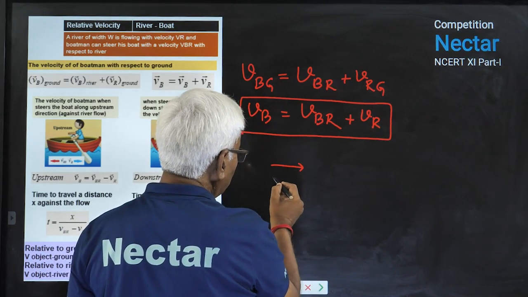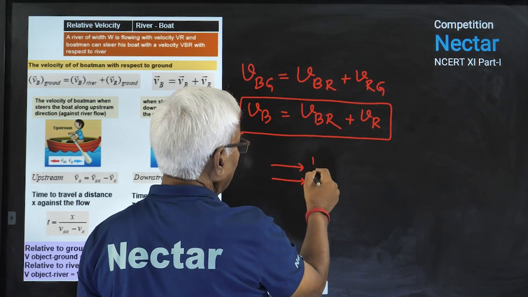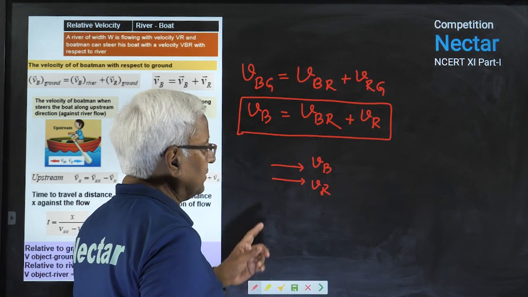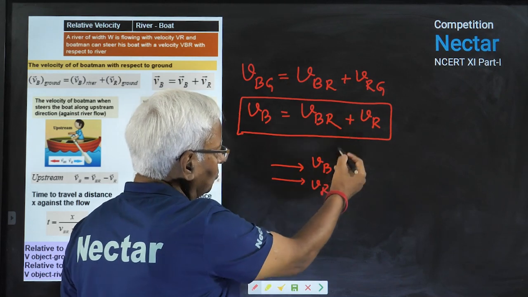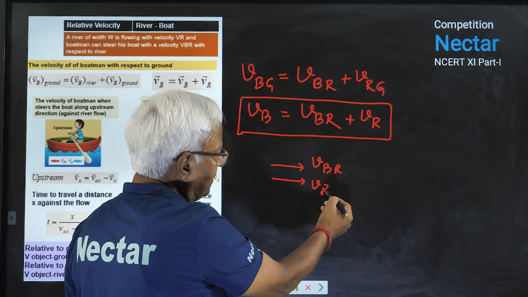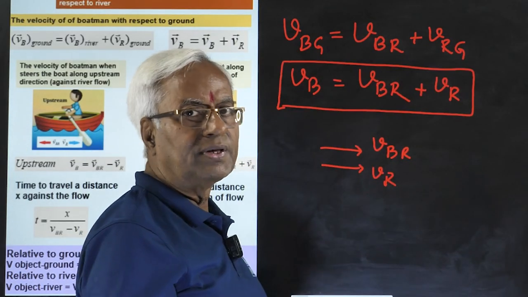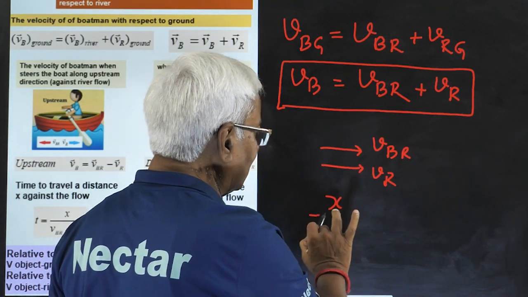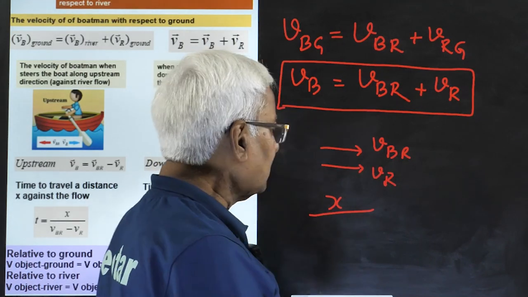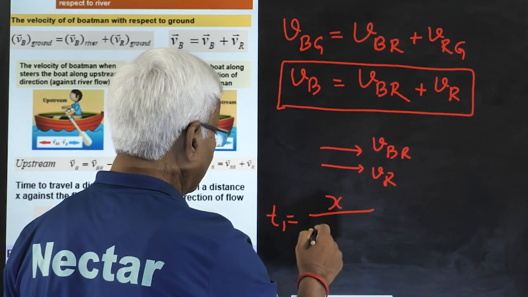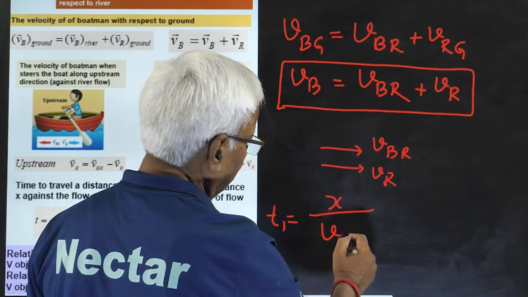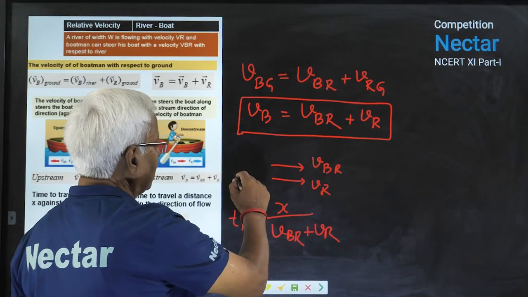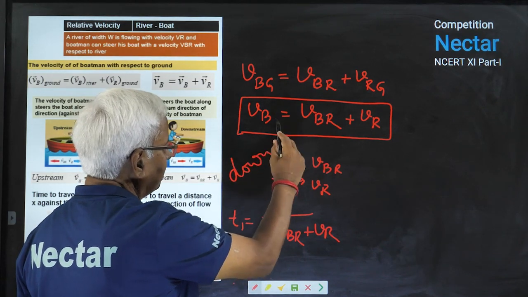When downstream case is considered, the velocity of the boat and velocity of the river both will be in the same direction. These two, this is with respect to river and this. You'll add them if it is the case of downstream. And then suppose distance x is covered in downstream, time taken will be given by x over the velocity VBR plus VR. This was the case in downstream.